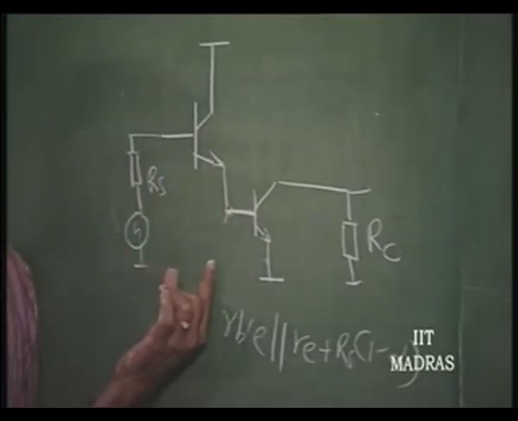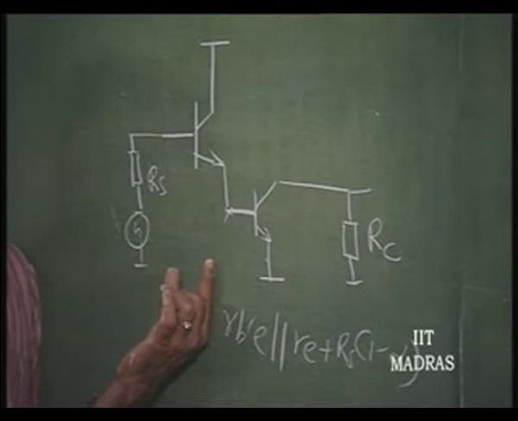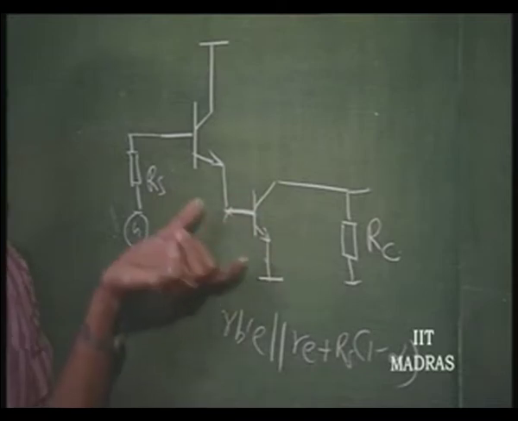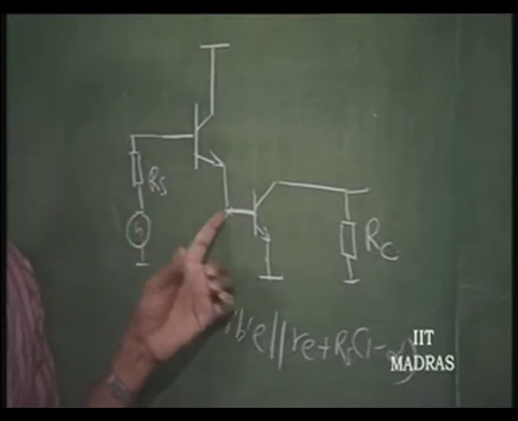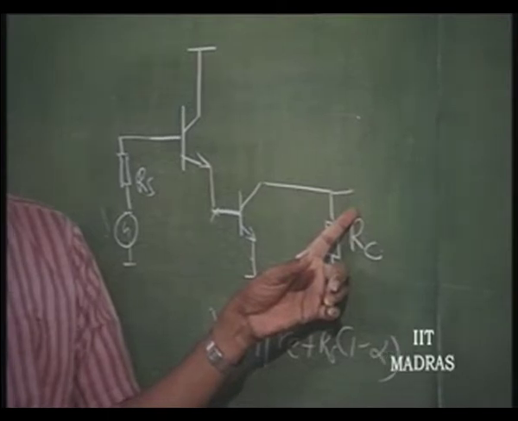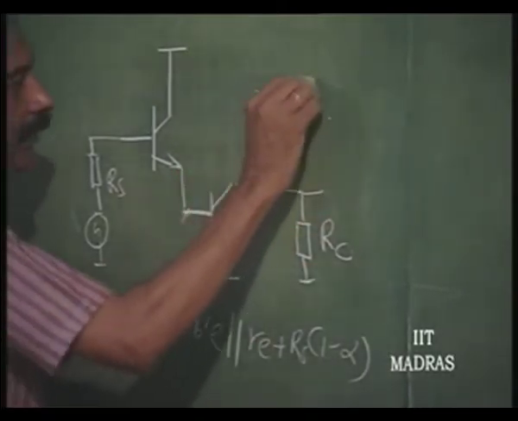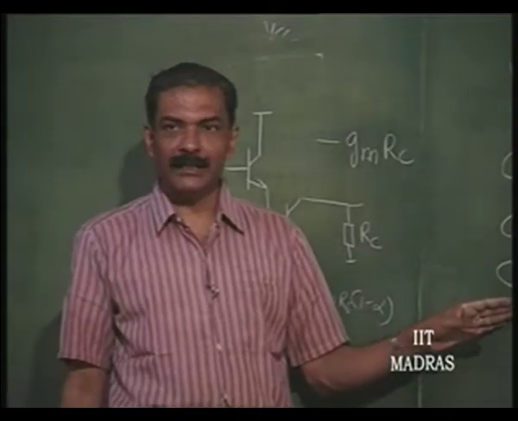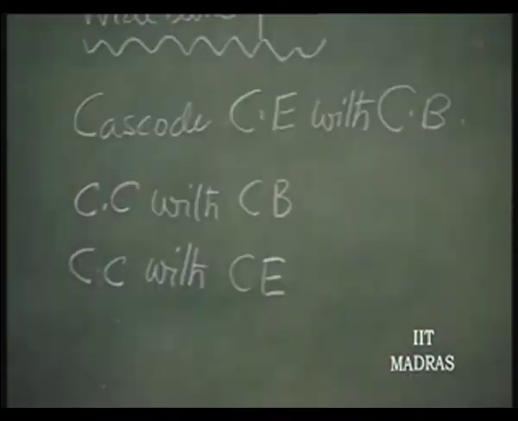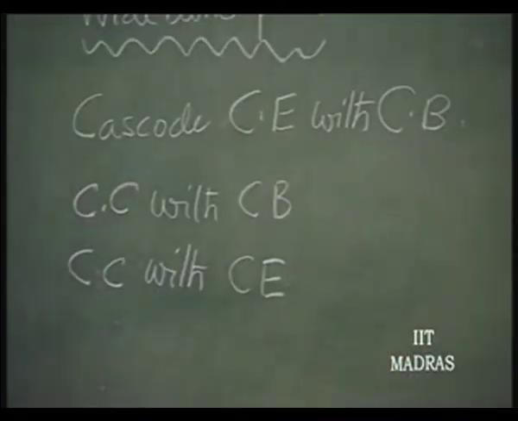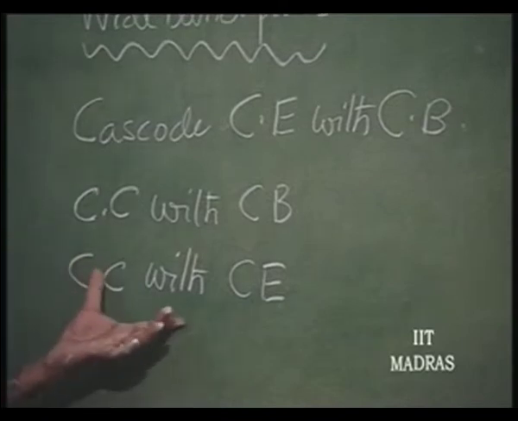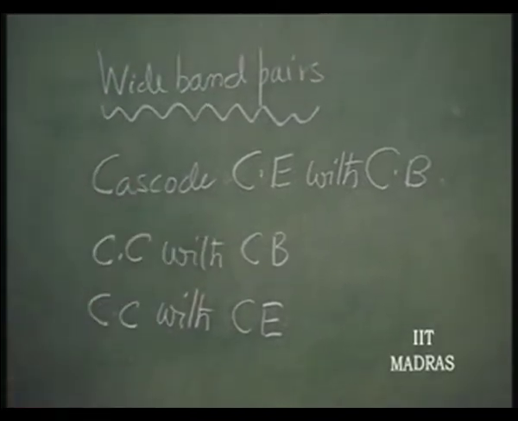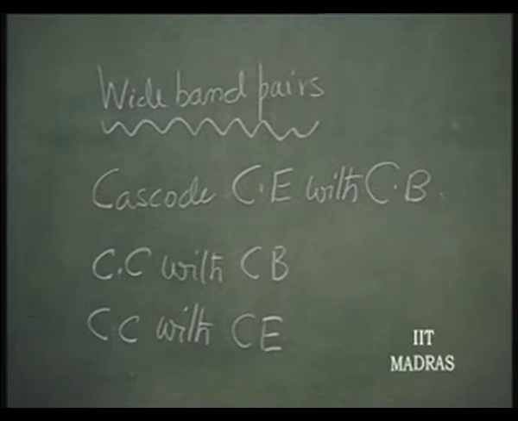as a wideband structure. The gain here remains the same as that of the common emitter, gm into RC, because the gain from here to here is unity and from here to here it is determined by the common emitter amplifier. So, the gain is still minus gm into RC. For these two things, gain is remaining the same as common emitter, here it is halved. So, this also is a wideband pair. All these three wideband pairs can be used for high frequency applications of video amplifiers.